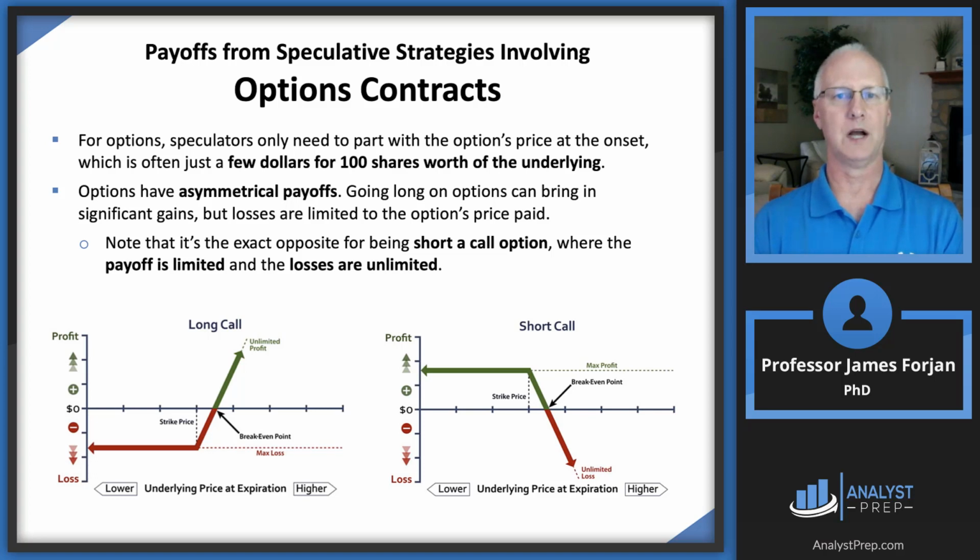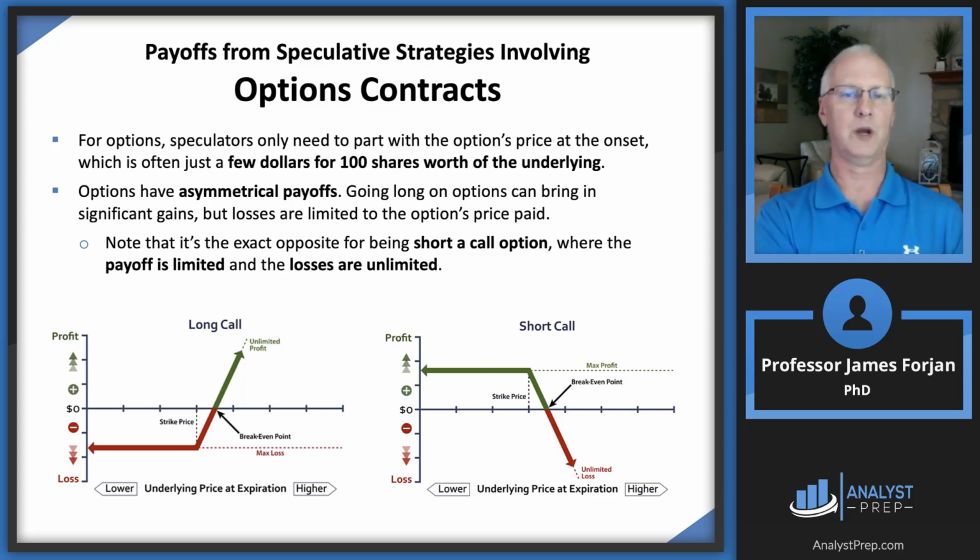All right, how about option contracts here for speculation? So let's look at the bottom left graph. If we buy the call option, that means we're long the call option. What's the most we can lose? The most we can lose, as I've said before, is the premium or the price of that option. That is the horizontal line, that red line there that goes to the left.